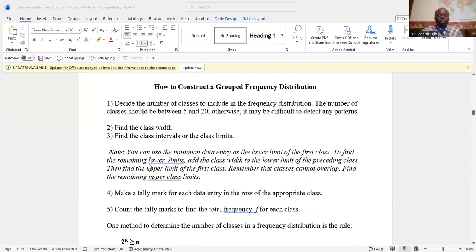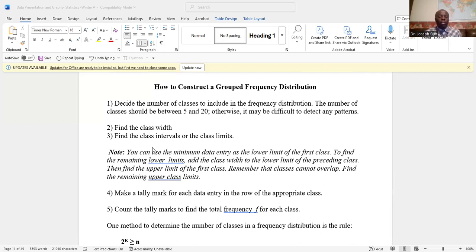Now, these are the following steps we follow when we try to construct a group frequency distribution. First of all, we decide the number of classes to have. In some questions, you'll be told the exact number of classes you have to use. But if you're not told, then there's a formula to use to determine the number of classes that will be suitable for you. We'll do that as soon as we start solving an example. Usually, the number of classes should be between 5 and 20. If it's bigger than 20, it may be difficult to detect any pattern.